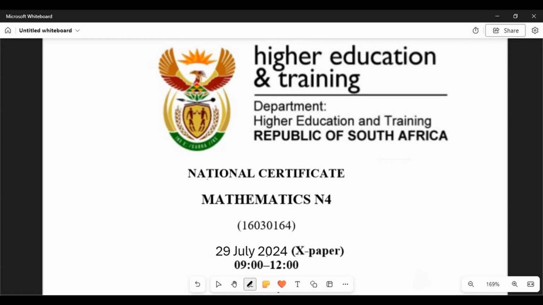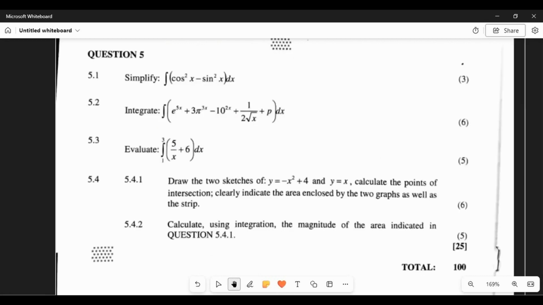Alright guys, so let's go to question 5 and let's solve it. So here is our question 5. As you can see, it consists of 4 questions, 5.1, 5.2, 5.3 and 5.4, which has 2 questions within it. So we're going to start with 5.1 and solve it. I'm going to copy this question and paste it where there is space and solve it.